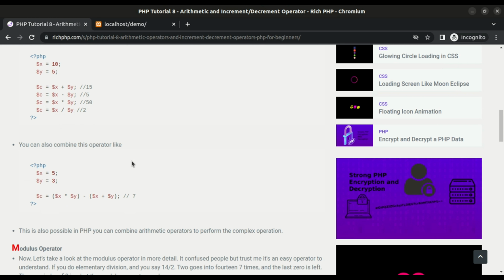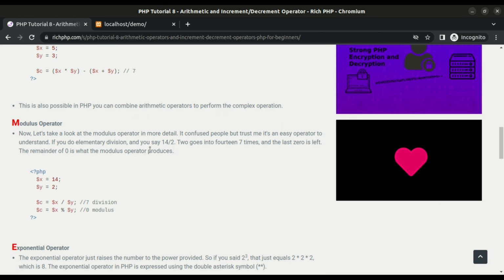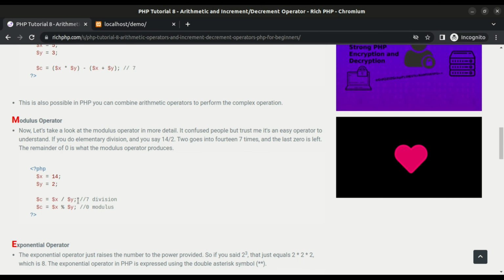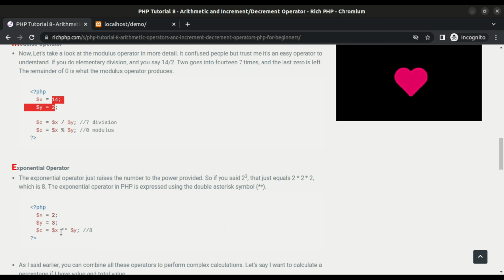We can also combine those basic calculations, like we first do the multiplication, then we do the plus, and then we minus. That is also possible in coding. There are other operators: the forward slash division operator, and the modulus, that is the percentage sign. Here you can see how we can use it in the coding. If we write like that we get 7 as output, and for modulus it gives 0 because 14 is easily divided by 2. And in the exponential operator, for example 2 star 3, that means 2 into 2 into 2, that means 2 into 2 is 4, 4 into 2 is 8, like that we get the answer.